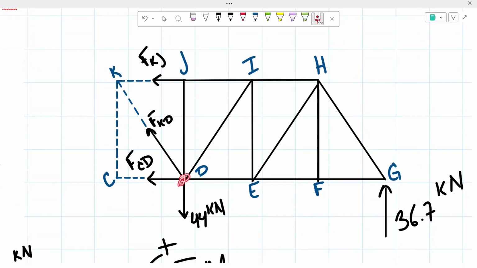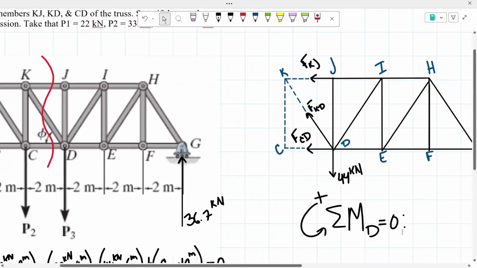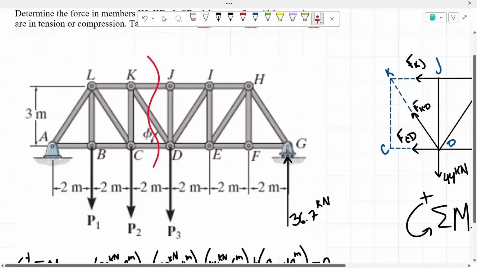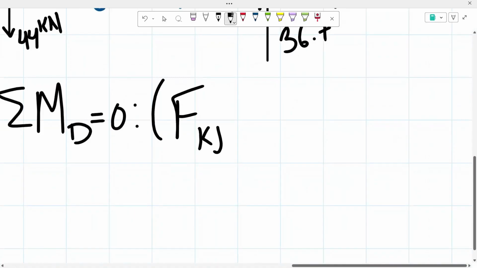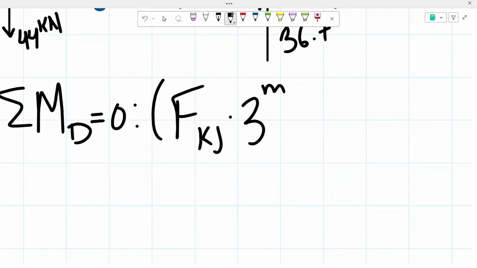Since it is above the point D and going to the left, we know it's going to be creating a counterclockwise moment, meaning a positive moment. So we have a positive moment with a force that we're trying to determine. And the distance, from here to here, it's given to us that there is a distance of 3 meters. So we have a positive moment of the force of the member KJ times 3 meters.